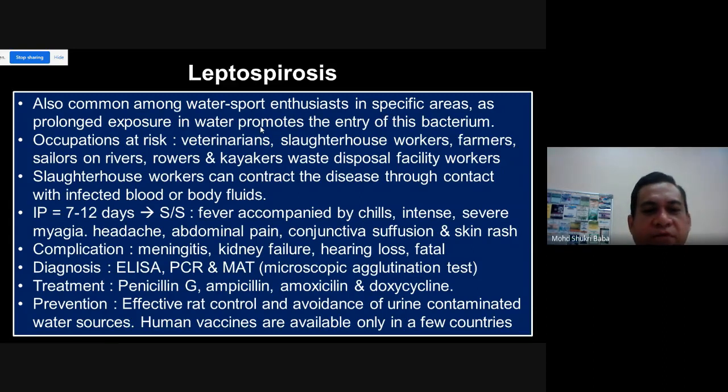Treatment and prevention: effective control and avoidance of urine-contaminated water sources. Human vaccines are available only in a few countries, including Malaysia, but we give priority to those at high risk, such as veterinarians, slaughterhouse workers, farmers and so on, because they are more prone to getting this infection.